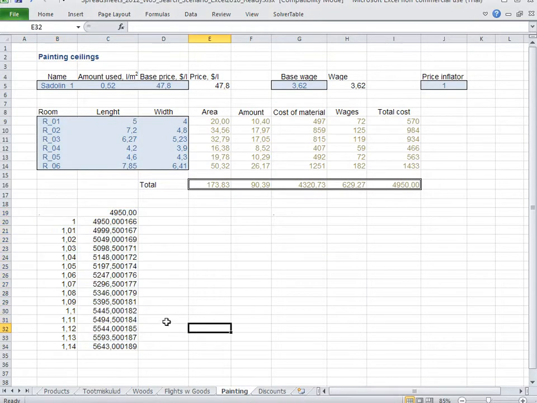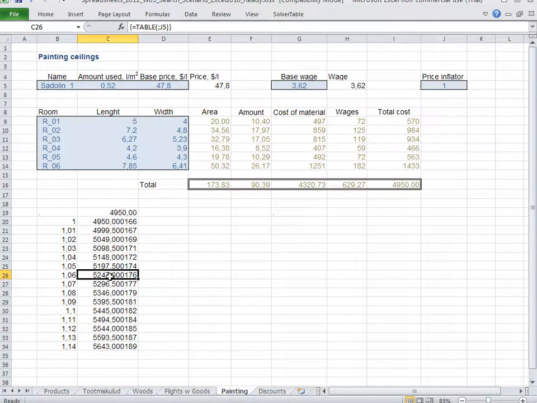Okay, we see clearly that the price of our project goes up. It goes up from 4,950 to 5,643. But now let's check out something different. Let's check out what happens when the inflation hits us by 1, 2, 3 and more percent. Let's see by which percentage the cost went up. Let's see that. So we have to write down something like this.